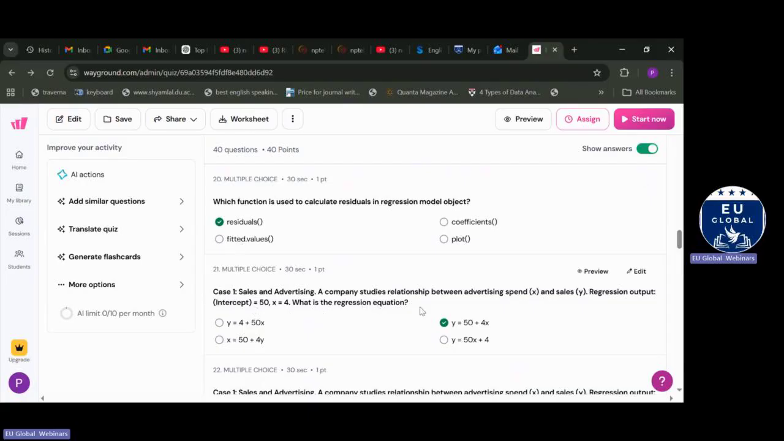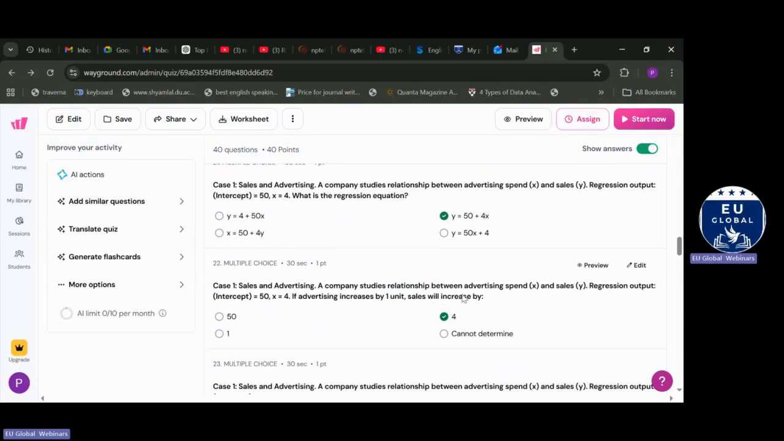Now, a company studies the relationship between the advertisement spend and sales. Regression output intercept is 50, x is equal to 4. So what is the regression equation? Very simple. It is y is equal to 50 plus, here this must be b1, the slope, so 4x. The x value is not given. Slope is equal to 4. Therefore, b naught is given, b1 is given, so y is equal to 50 plus 4x.